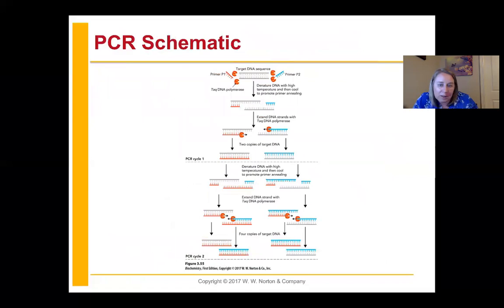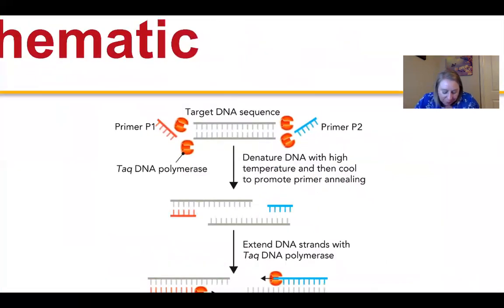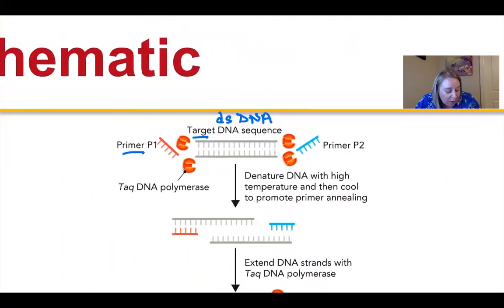If we look at this in a graphical format, those 3 steps are going to occur in about 2 minutes, which is really kind of cool. So what are you going to start with? You start with your target double-stranded DNA sequence. You have primers that are going to anneal. One's going to anneal here and the other's going to anneal over here, right? Those are the target sites for your primers.